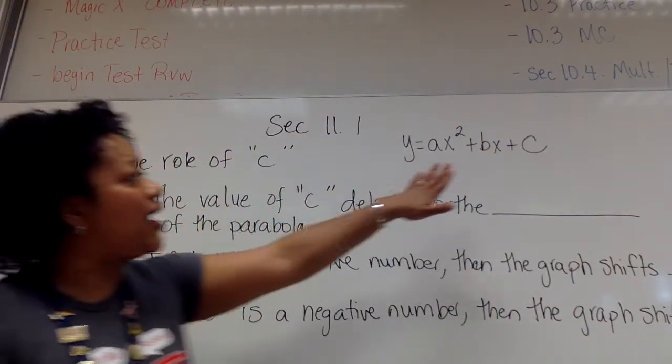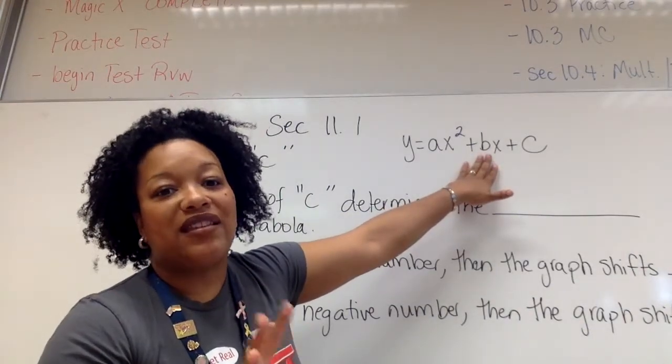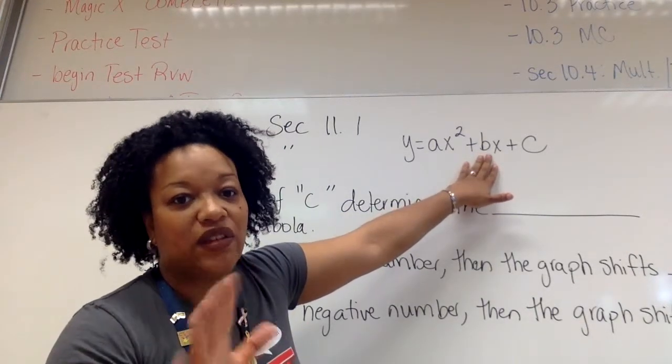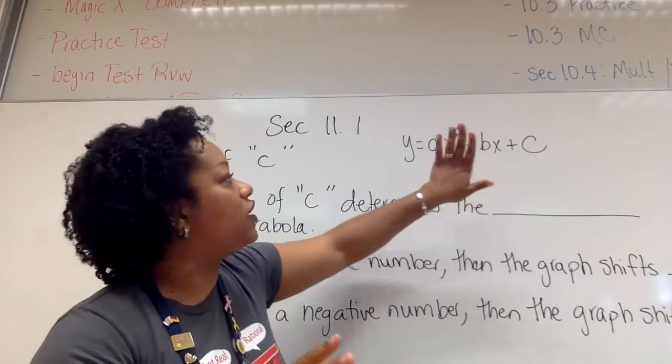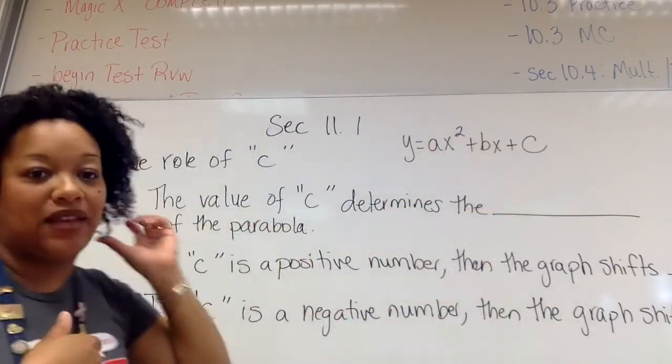Now, if you're wondering why I skipped B, that's because when B is involved, it's a little more complicated. So we're just going to do A and then C, and then B will be in section 2.